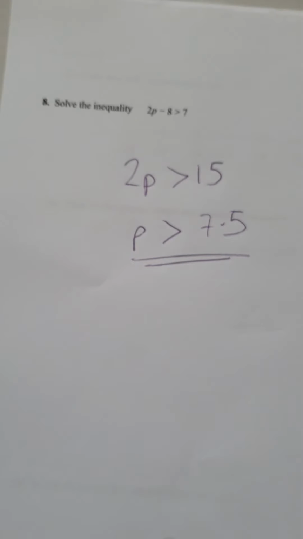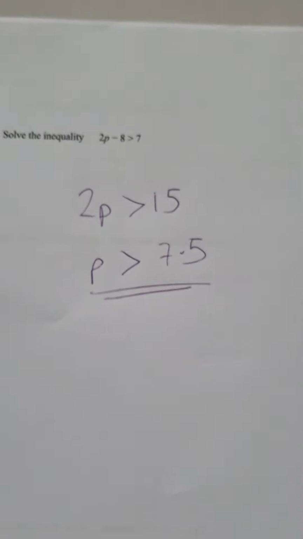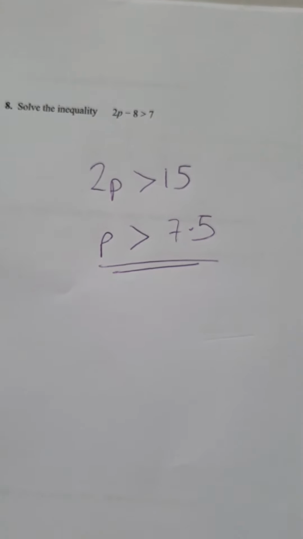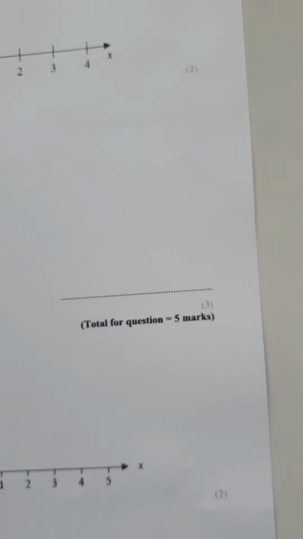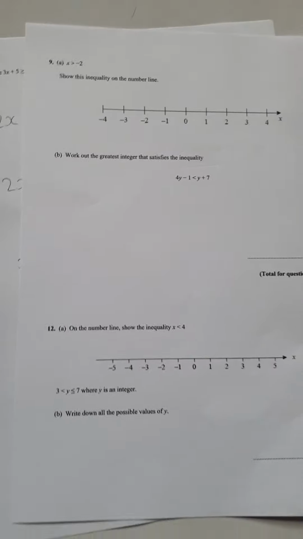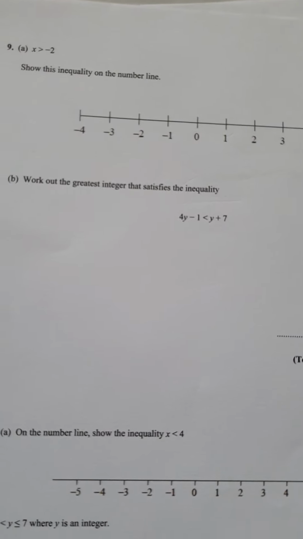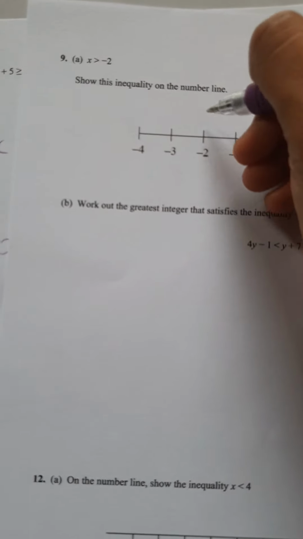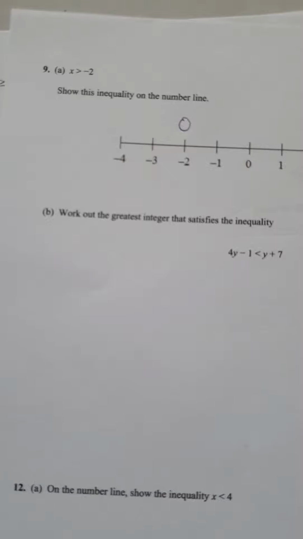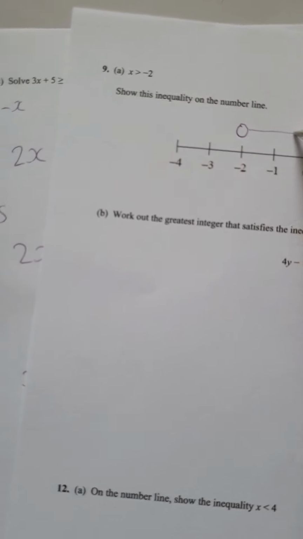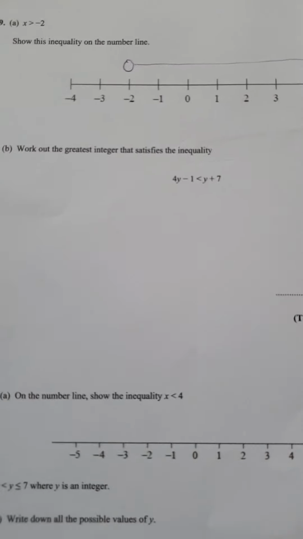Again, another simple solving that I've done for you already. So we should have p is greater than 7.5. And then for the last, is it the last page or last 2 pages? Yep, last 2 pages. Again, we're drawing it on the number line. So I know that I'm using -2. I know that it's not equal to, so it's an open circle. And x is greater than, so my arrow is going this way.